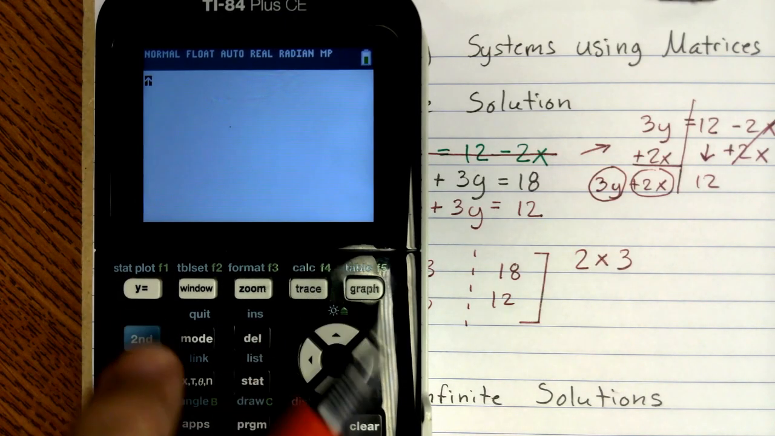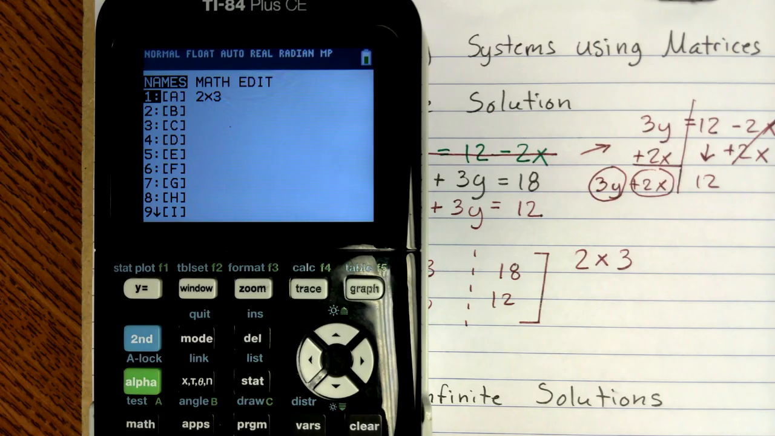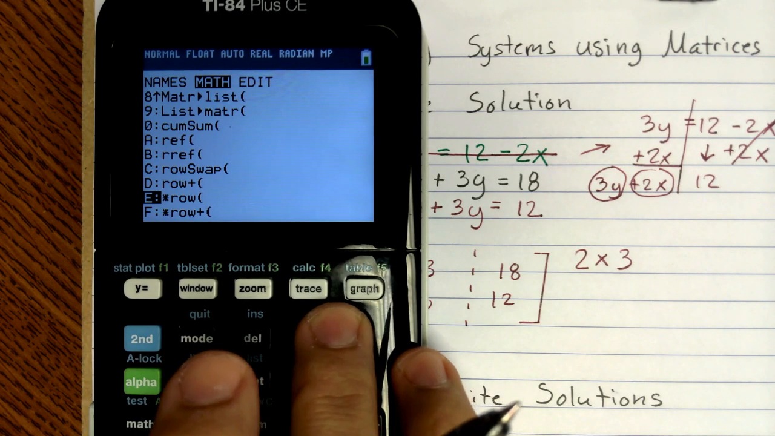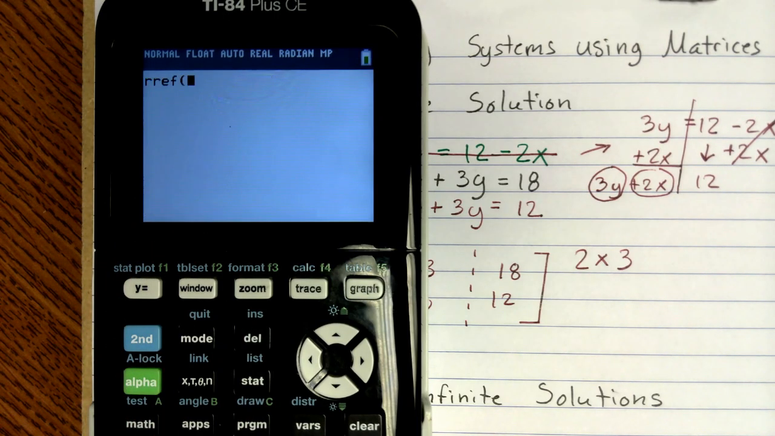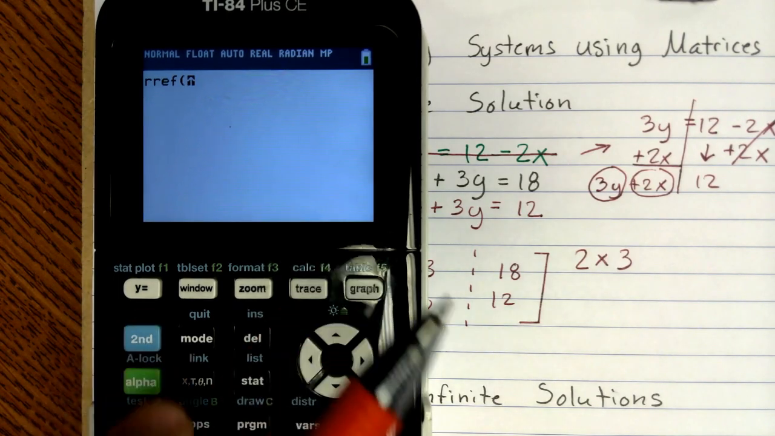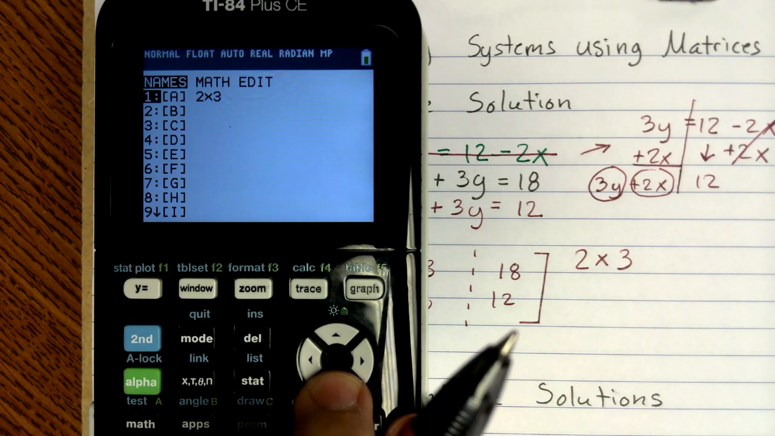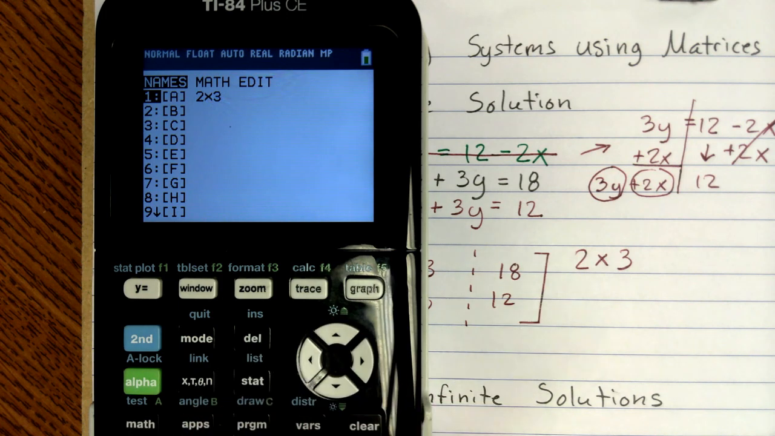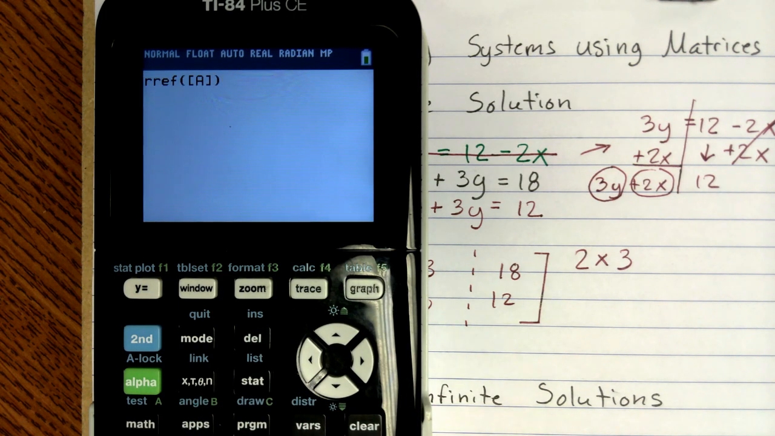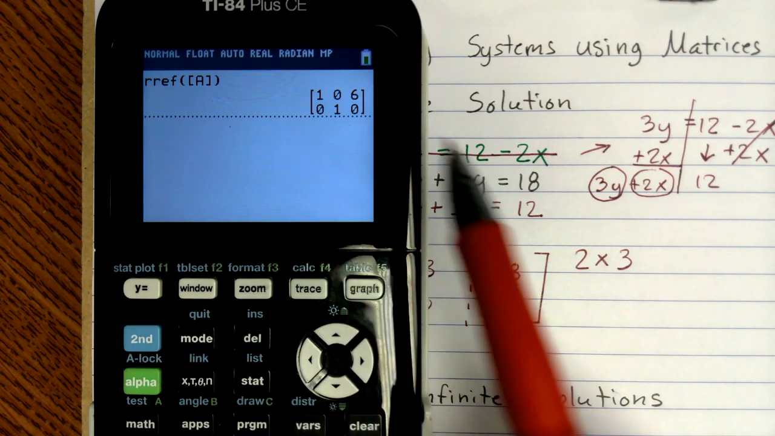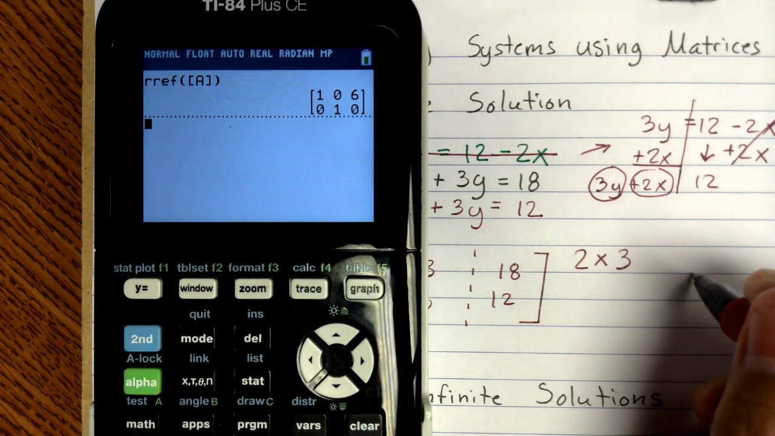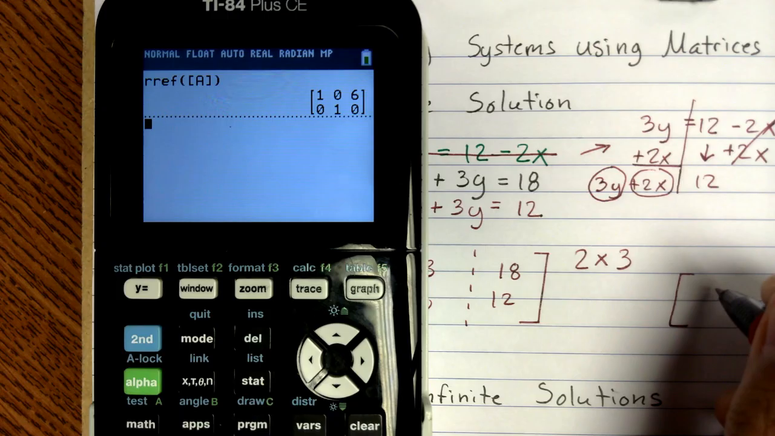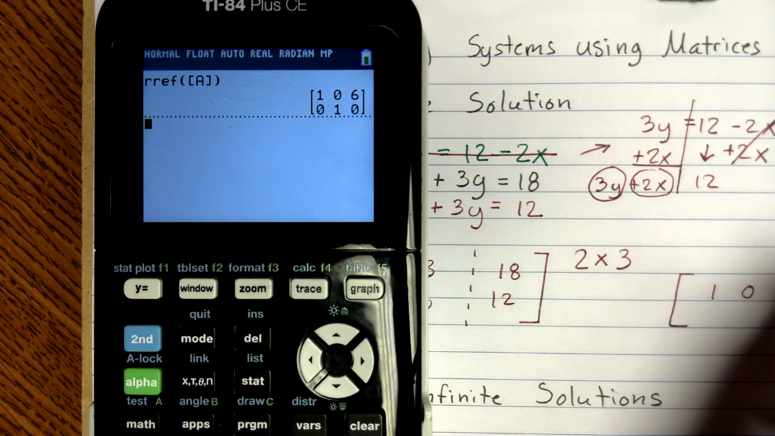The next thing I want to do is hit second and matrix again. And then I want to go to math. And I'm going to select the one which is option B that says rref. Hit enter, it pulls it down. I then want to hit second and matrix again, and I'm going to select A to put it in there, close parenthesis, and hit enter. And here are my answers. So notice it says 1, 0, and 6, and 0, 1, and 0. So I'm just going to write that answer down real quick. We have 1, 0, and 6, and 0, 1, and 0.